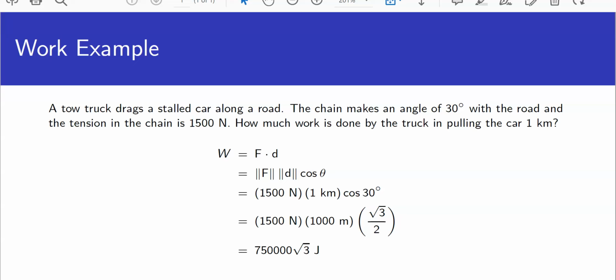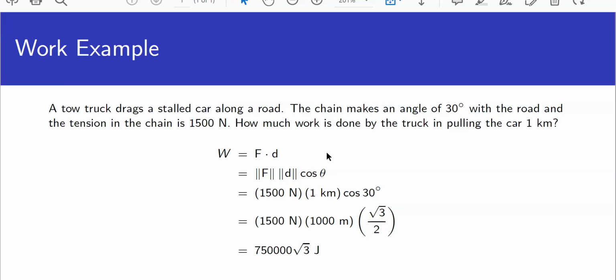All right, so with vectors, we can compute the work as the force dotted with the distance. So we've got a force vector, we've got a distance vector. If we do the dot product of those two vectors, we get work done. All right, we're given the tension in the chain, we're given the angle the chain makes with the road, and we're given how far things were pulled.